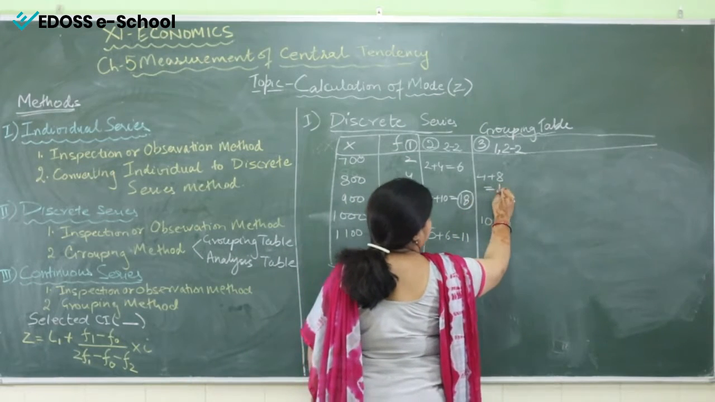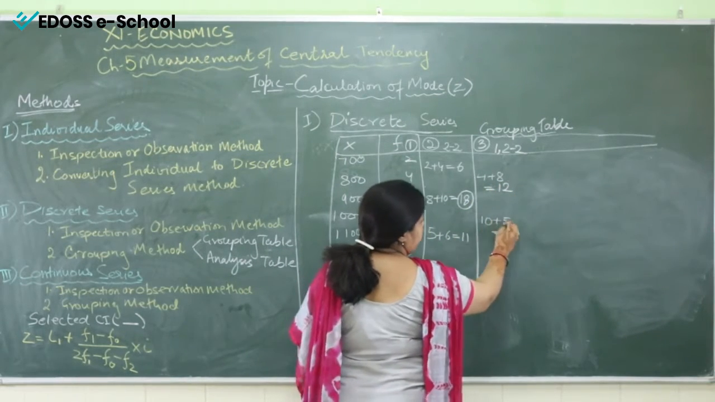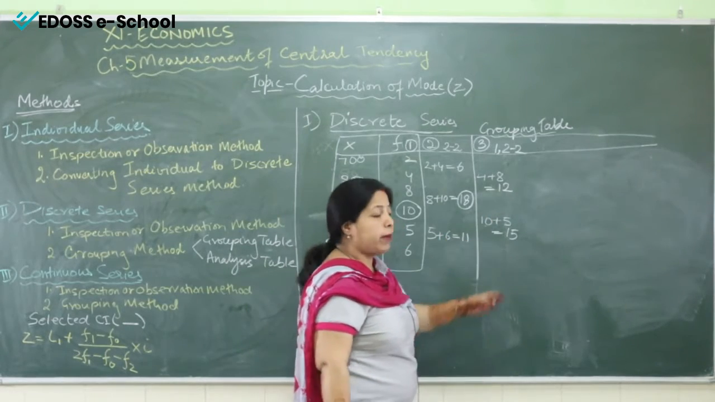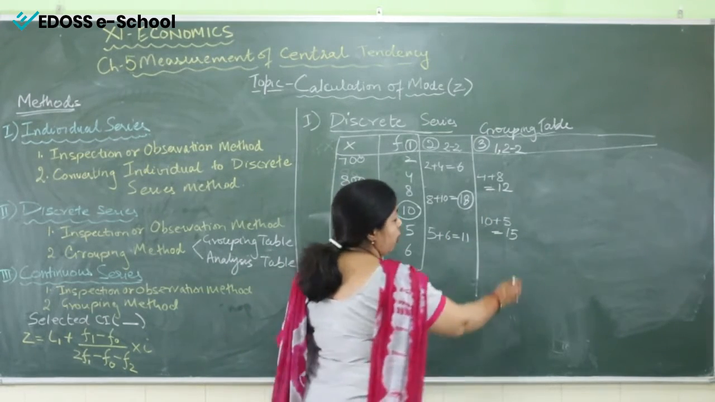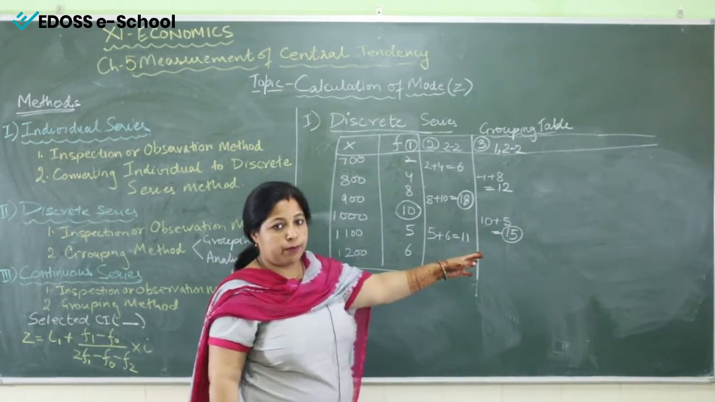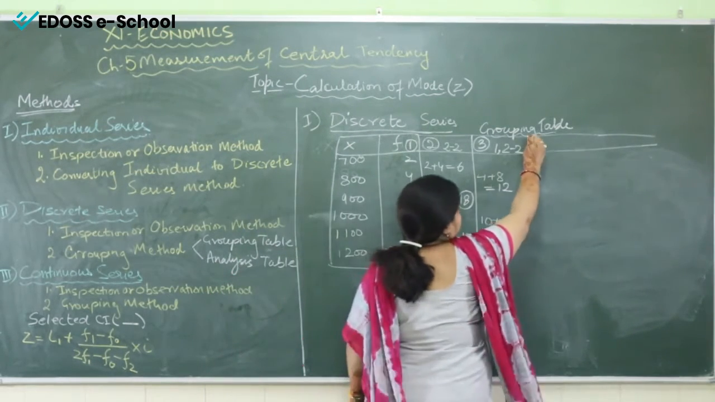8 plus 4, 12, 10 plus 5, 15. Fine. अब इन दोनों में which is the bigger number? 15. So we are going to circle this 15. This is the third column. Coming on to the fourth column.